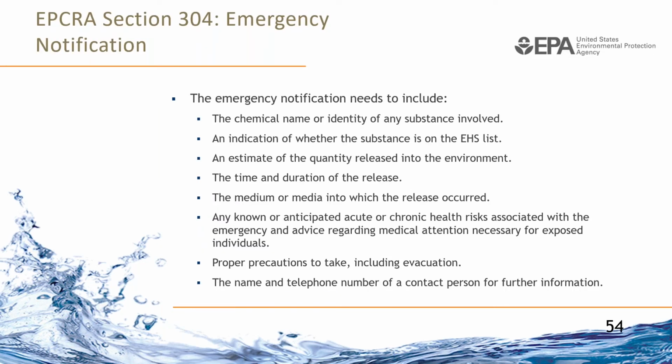So here's what the emergency notification needs to include from the facility that has an accidental release of the chemical to the CERC, TERC, and LEPC. Chemical name, if it's an extremely hazardous substance, how much was released, time and duration, the medium it was released into, known health risks, precautions that should be taken, so should you evacuate, and the name and telephone number of a contact person for more information.